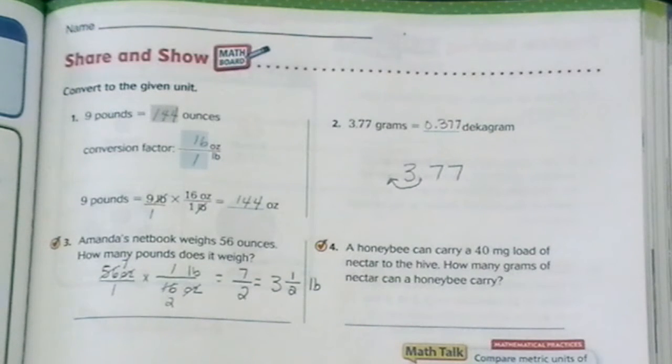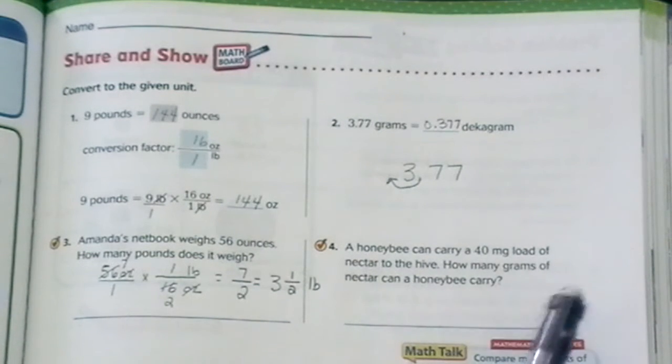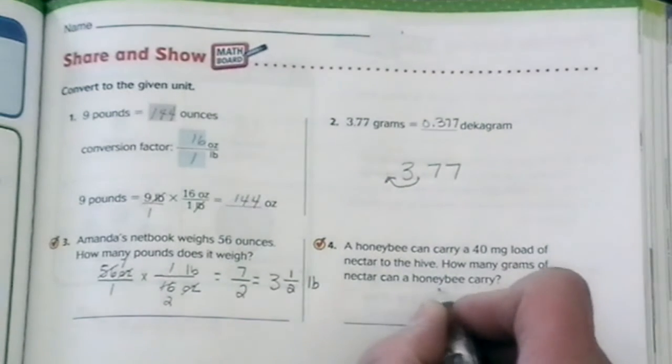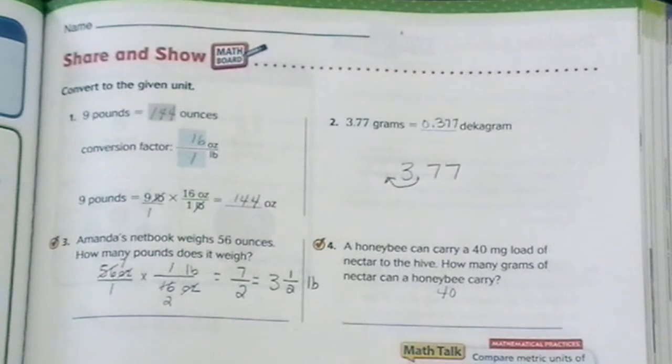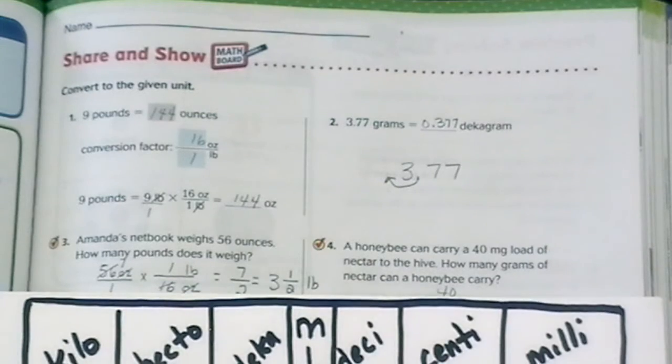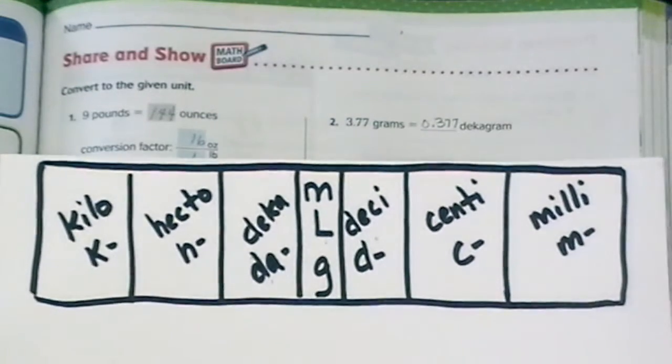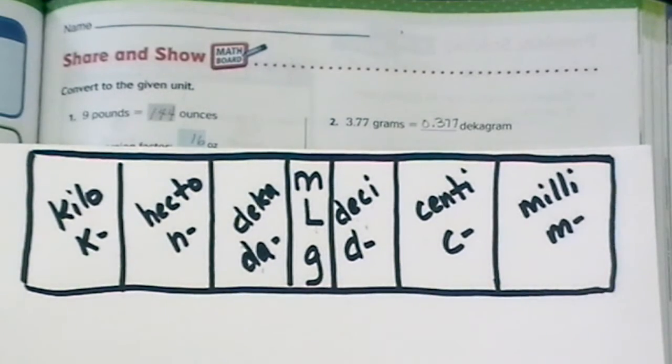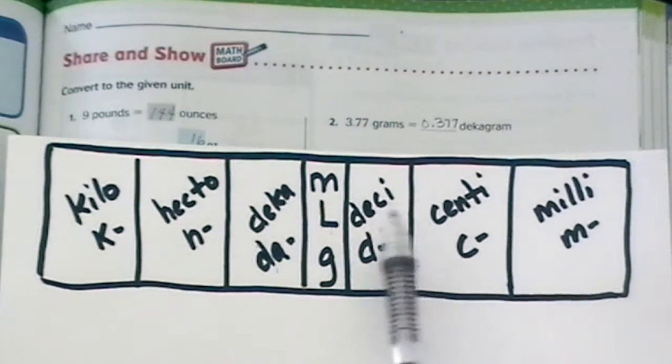All right, let's look at number 4. A honeybee can carry a 40 milligram load of nectar to the hive. How many grams of nectar can a honeybee carry? Well, I'm going to start with 40. And I need to go from milligrams to grams. So here's my chart. I need to go from milligrams to grams.